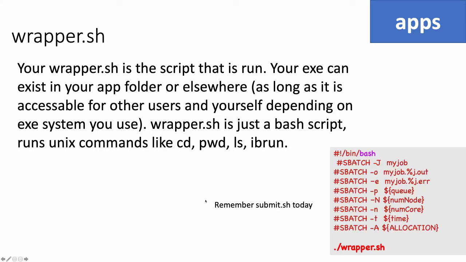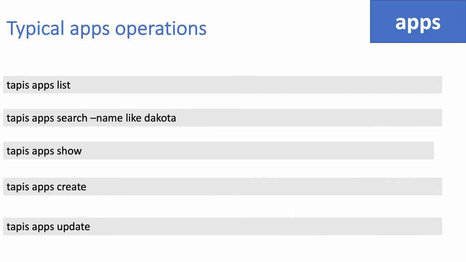So if you remember from yesterday, when we submit a job to Stampede or Frontera, we create a submit.sh script that's submitted to sbatch. Well, this is what Tapis is really doing under the covers. It's actually creating a submit.sh script, and in that script it's basically going to put wrapper.sh, and then whatever's in wrapper.sh basically gets run. So typical apps operations, we have TapisApps list, which shows us the current list.